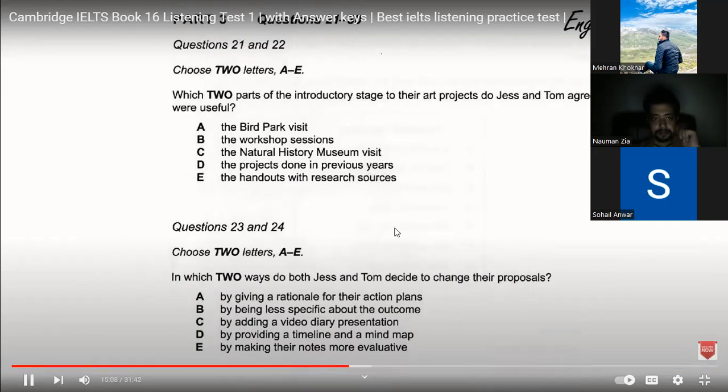Second. I found I could research so many different aspects of birds in art, color, movement, texture. So I was looking forward to the bird park visit. What a letdown. It poured with rain and we hardly saw a single bird. Much less useful than the trip to the Natural History Museum. Yeah. I liked all the stuff about evolution there.